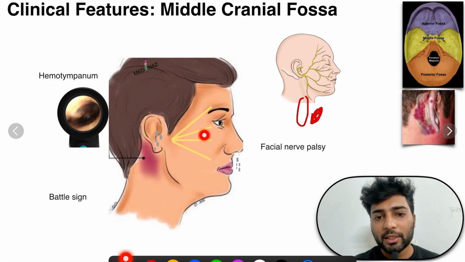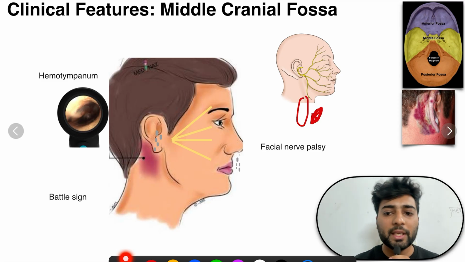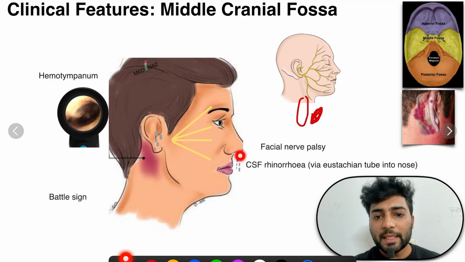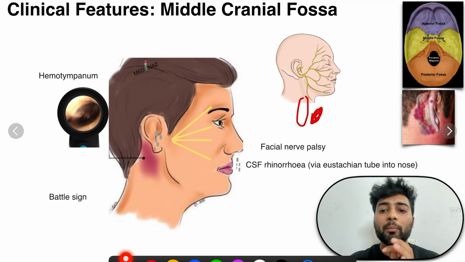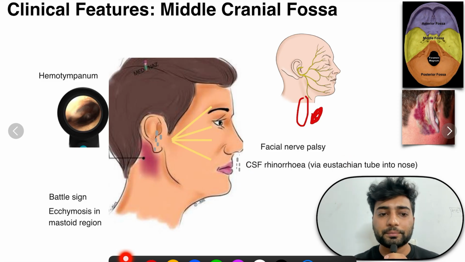Just imagine a facial nerve over here which is getting affected. So we have facial nerve palsy. Last one is CSF rhinorrhea, CSF coming out through the nose. In the anterior cranial fossa fracture, there was also CSF rhinorrhea. CSF was coming out through the nose, but here the CSF is coming out via the eustachian tube and then to the nasopharynx, and from over there to the nose. The path is different, right? The clinical presentation is the same. CSF is coming out, but the path is different here.